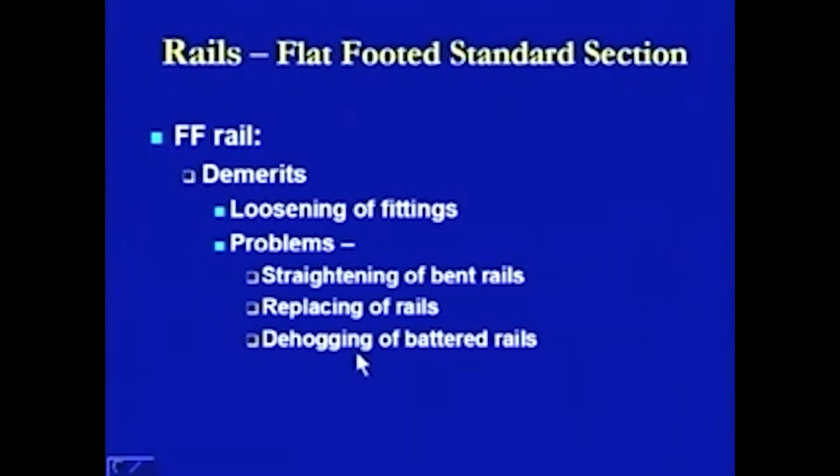And then the next thing is the dehogging of battered rail condition, because at the point of joint of two rail sections, there are chances that battering of the rail may take place. Battering of the rail means it is taking a nose dive at that location because of the impact of the wheels. Now, if that is going down at that location, then it is to be brought back to its normal level, and that is what is termed as dehogging, and it is a little difficult in the case of the flat footed rail.